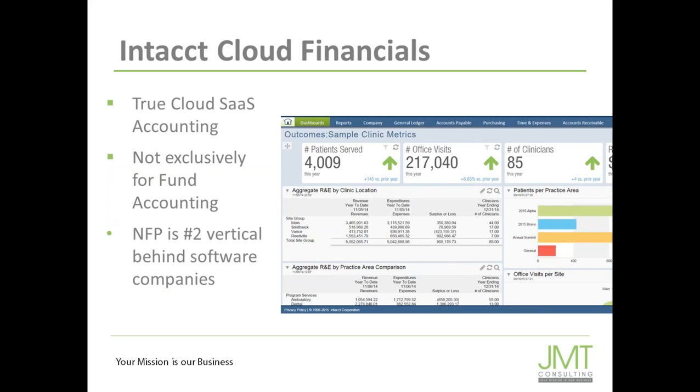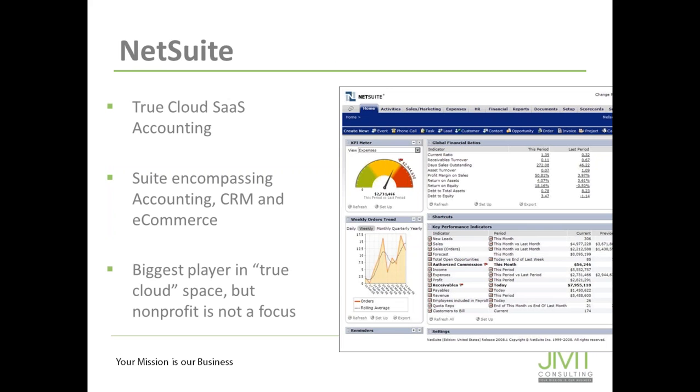Intacct is a true SaaS application, a multi-tenant environment written from the ground up, and it is made to look at financial management from both a dollar environment but also a statistical environment. So you'll see, like on this slide, there's patients served, office visits. The whole idea, the philosophy behind Intacct's financial management, is that financial management is not just about dollars, it's about statistical information as well.